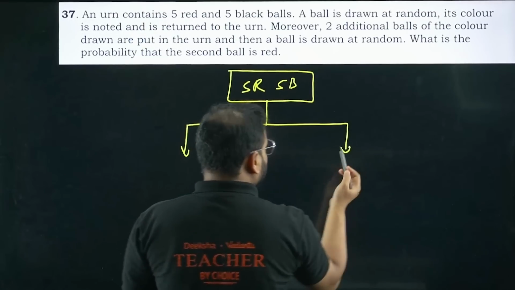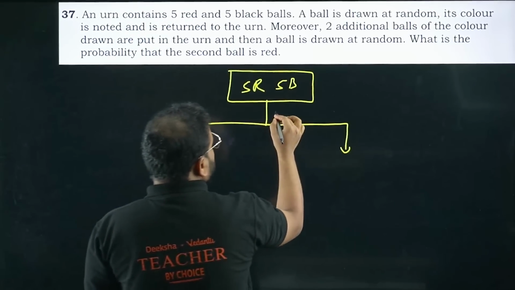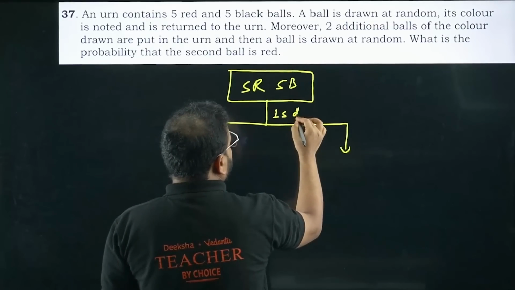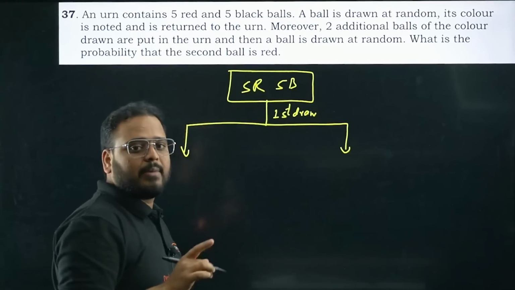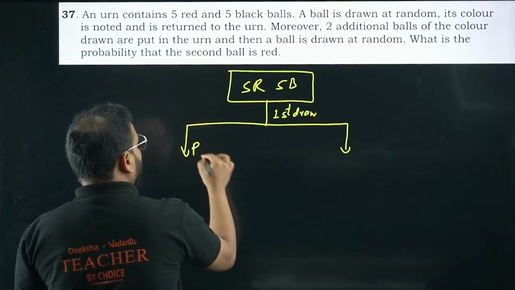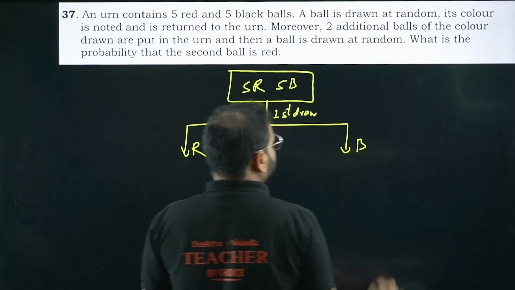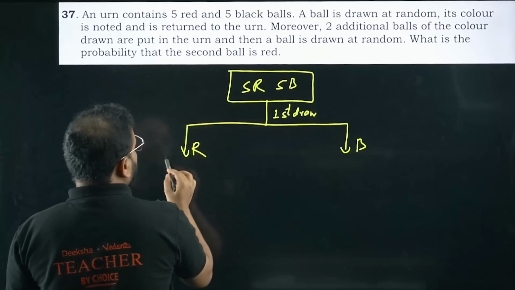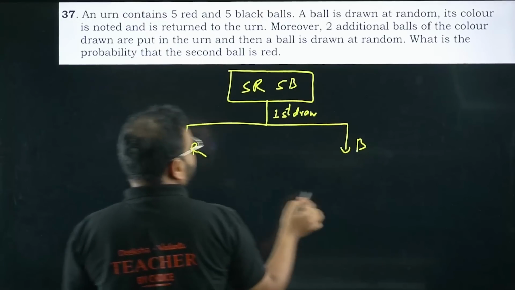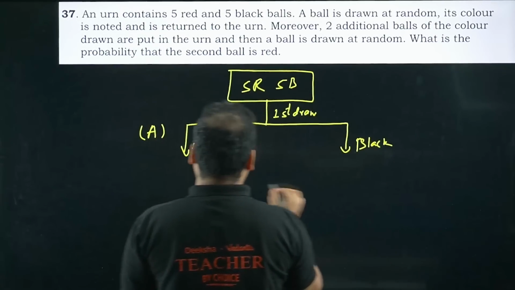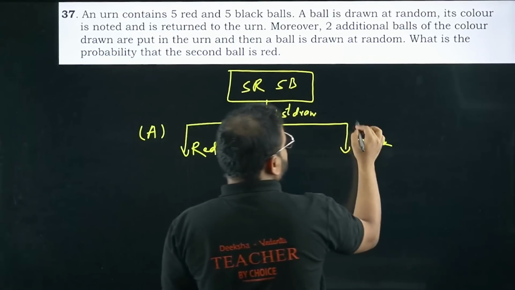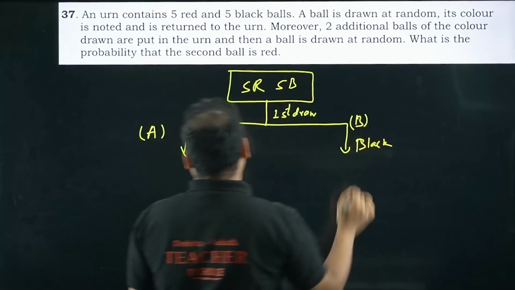One option is the first ball. This is called the first draw. In the first draw, I am getting either a red ball or a black ball. Let's call the events event A and event B. I've already written here black ball, I'll write here black and red. Event A and event B.